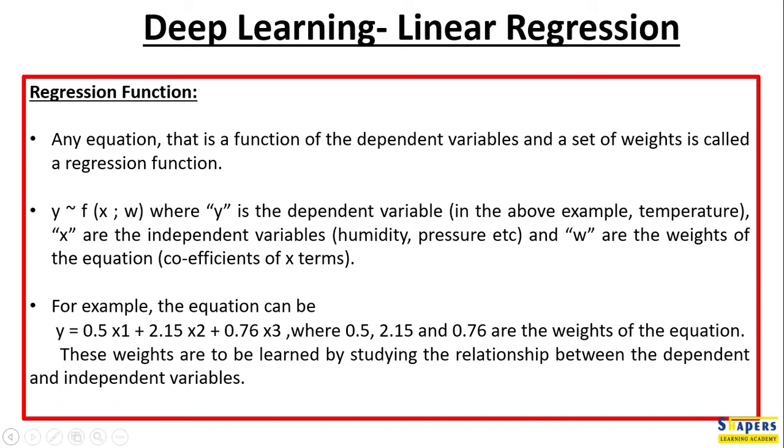An example equation is as below. y = 0.5x1 + 2.15x2 + 0.76x3, where 0.5, 2.15, and 0.76 are the weights of the equation. So how are the weights determined? The weights are to be learned by studying the relationship between the dependent as well as the independent variables.